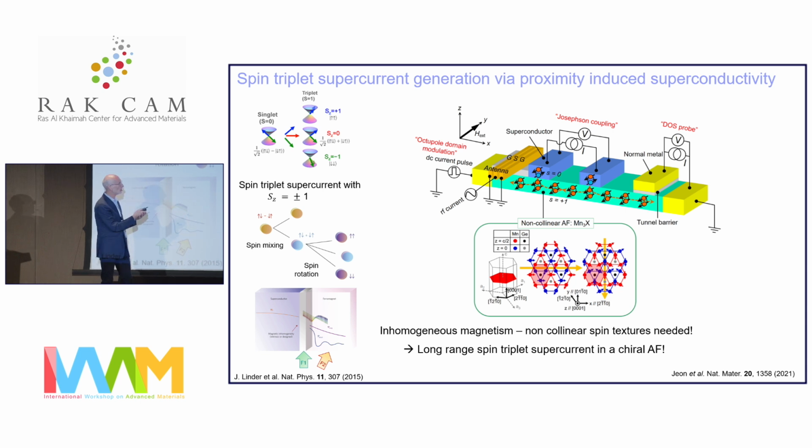So what happens? This is niobium. By proximity, it induces a superconducting condensate into the manganese through germanium. And now if we pass the current, we can form a supercurrent that flows from the left to the right electrode through this chiral antiferromagnet.